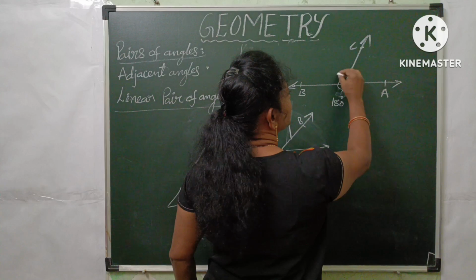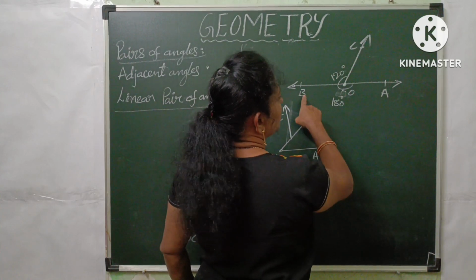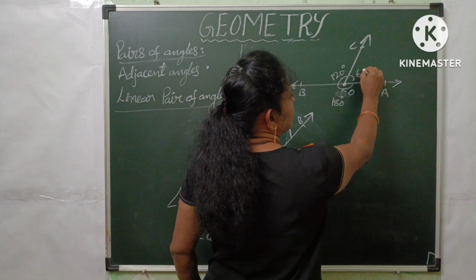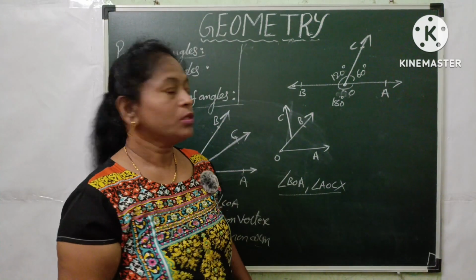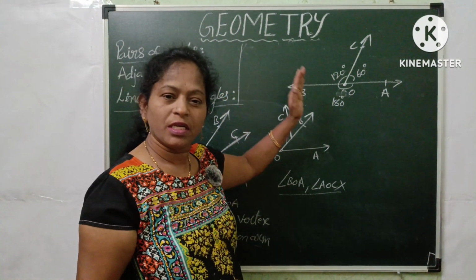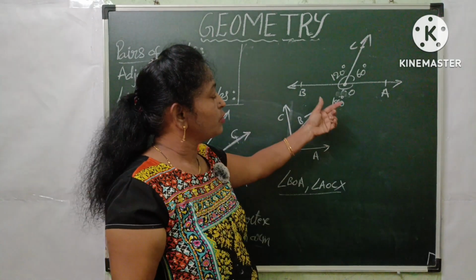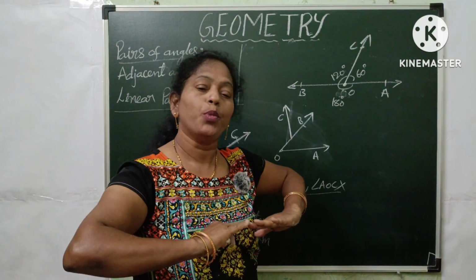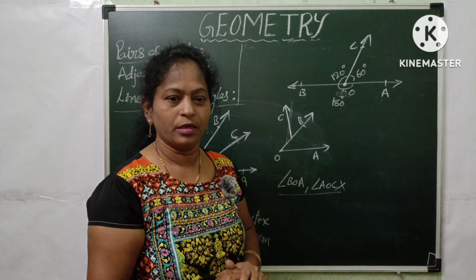Suppose this angle COB is 120 degrees, and here AOC is 60 degrees. So the sum of the two angles is equal to 180 degrees. So a linear pair means a pair of two adjacent angles is said to be a linear pair. Here the sum should be 180 degrees and the non-common arms are in opposite directions. Then it is a linear pair of angles.